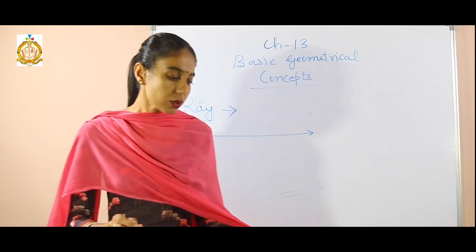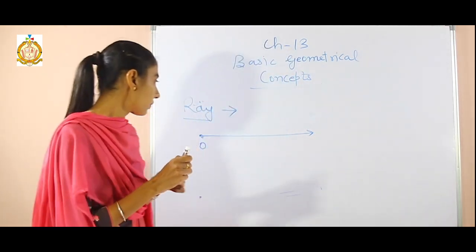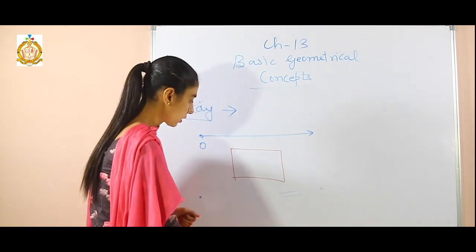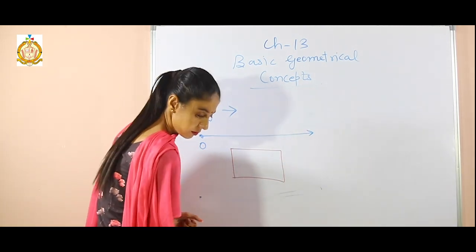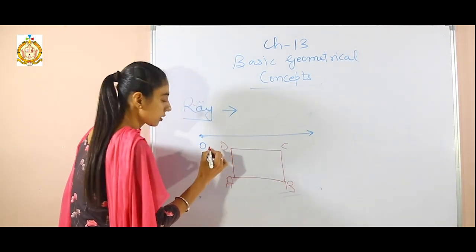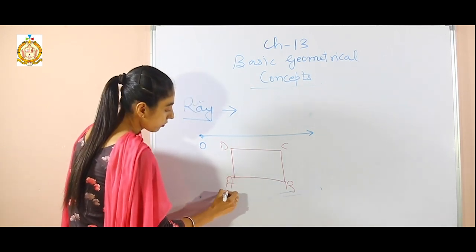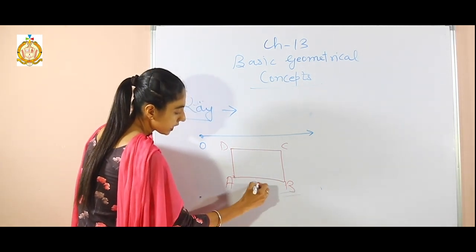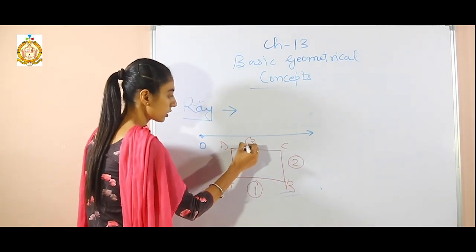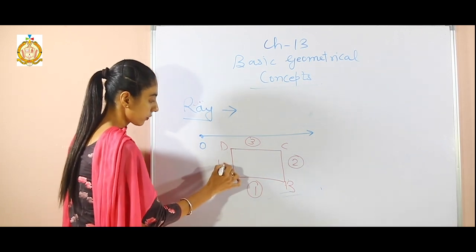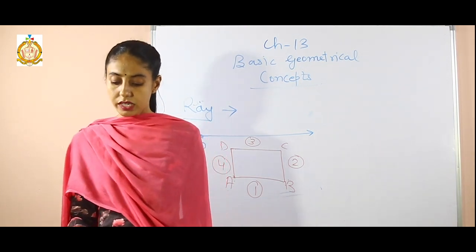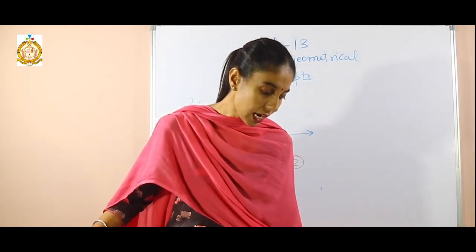According to this, suppose this is one diagram, A, B, C and D. A and B is the first line segment, B and C is the second, C and D is the third one, and A and D is the fourth line segment. Clear? Next one is how to draw line segments with the help of a scale.